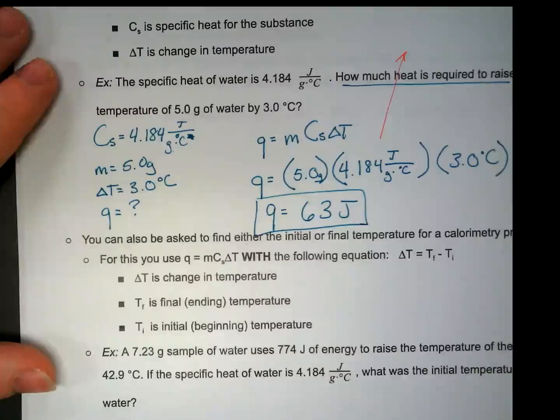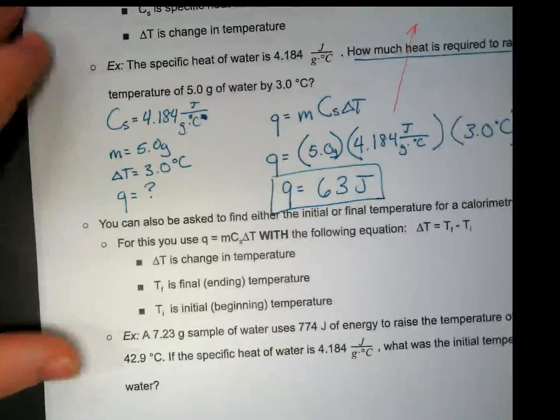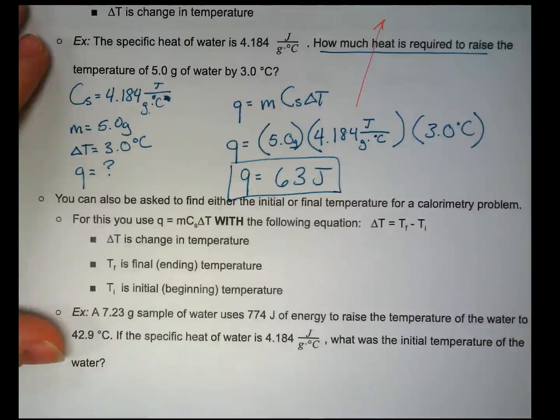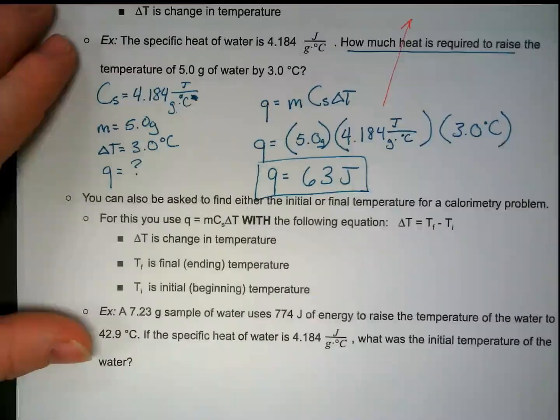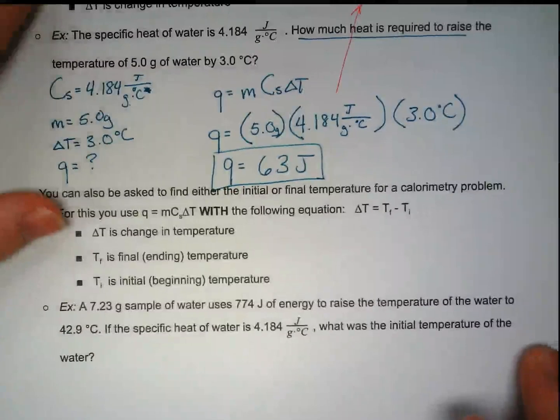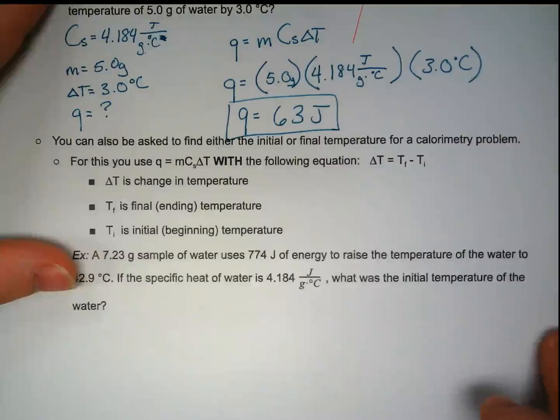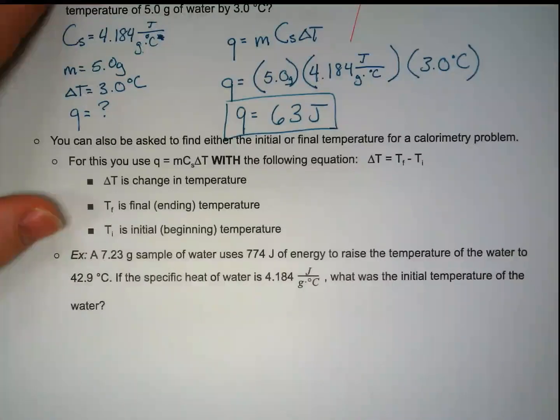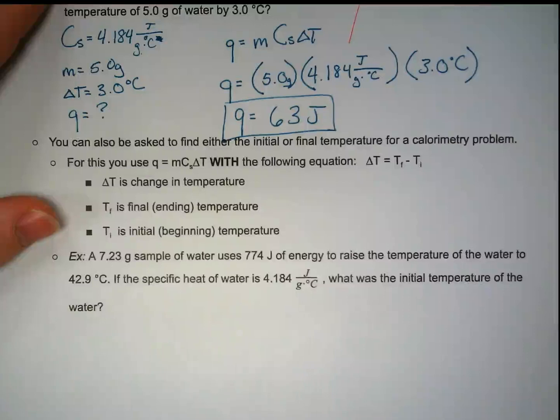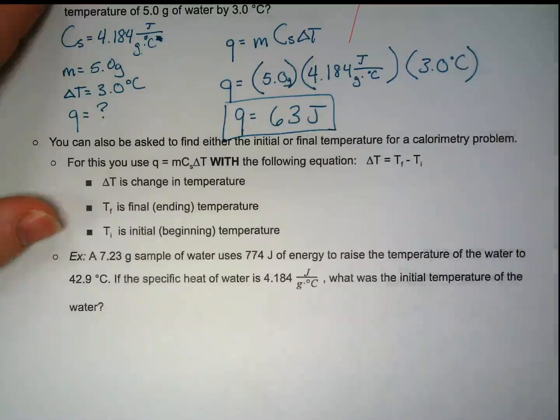Now, there's also going to be problems where you've got the heat. You have the heat. You have the mass. You have the specific heat of a particular substance. But you need to find the temperature that it either started at or that it began with.